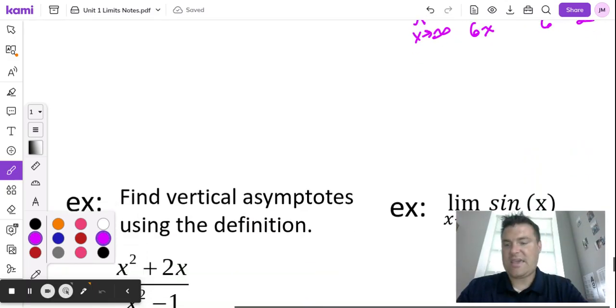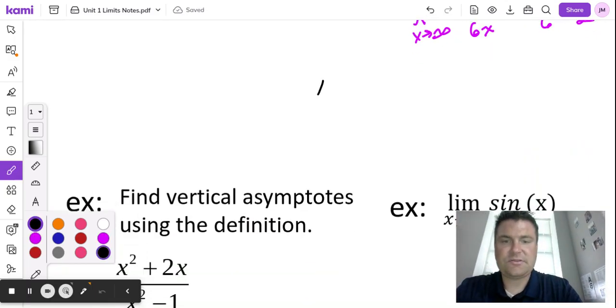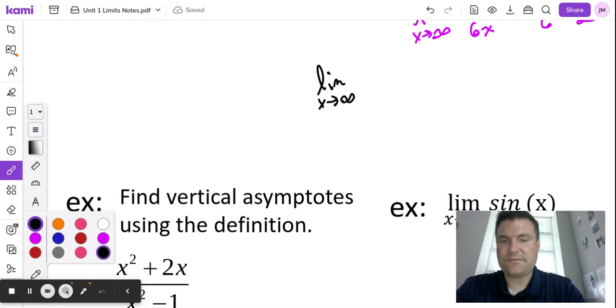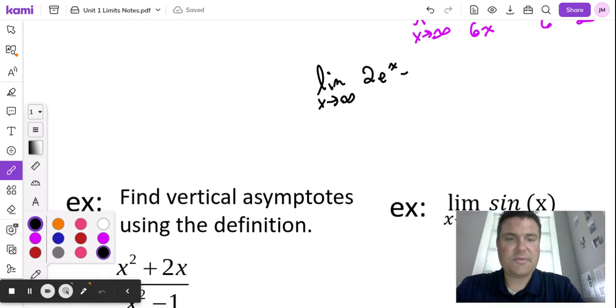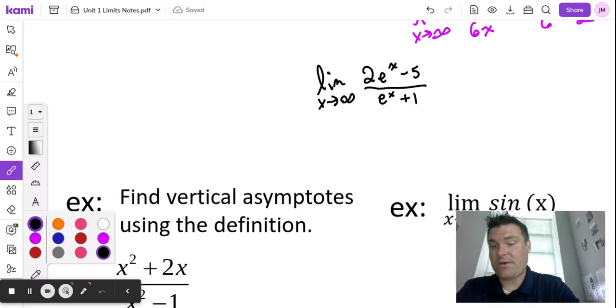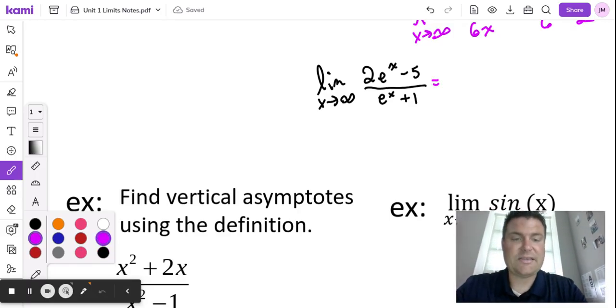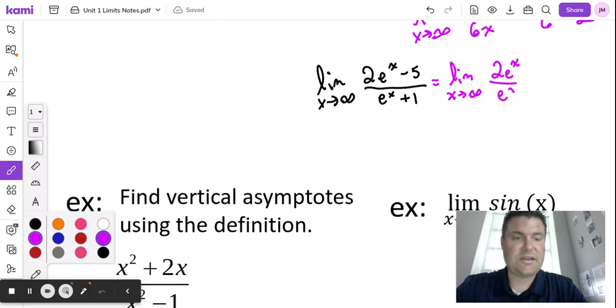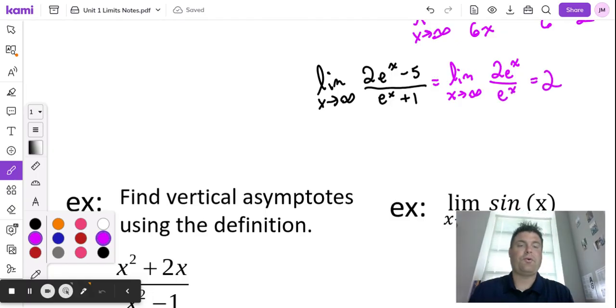Okay. I do want to add another problem here real quick, just so you're aware. Let's go to positive infinity for this one. What if I had 2e to the x minus 5 over e to the x plus 1? What if I had to solve that one? Well, look at the highest powers. The power that grows the fastest as we go out to infinity is going to be the 2e to the x. And then on the bottom, we're just going to get e to the x. This is going to give me an answer of 2. So we're going to have a horizontal asymptote at 2.